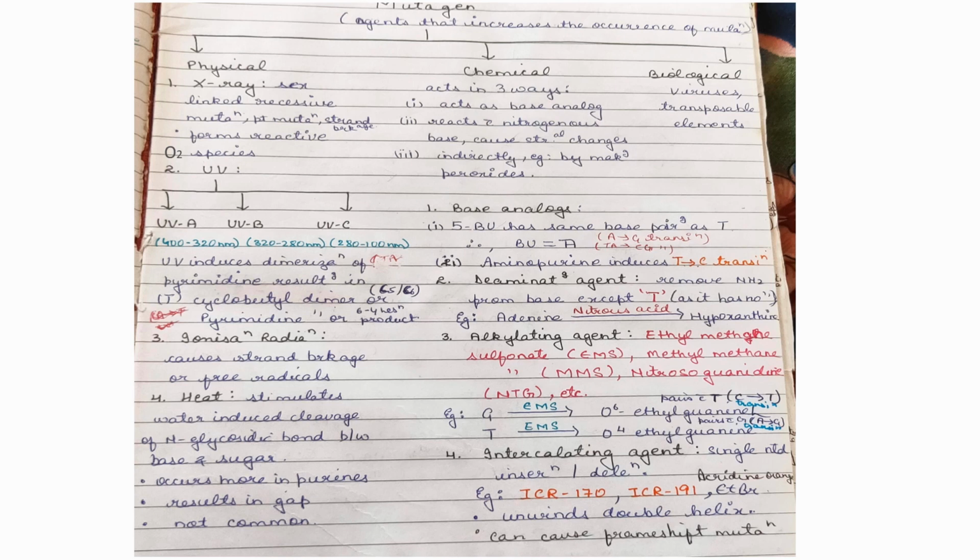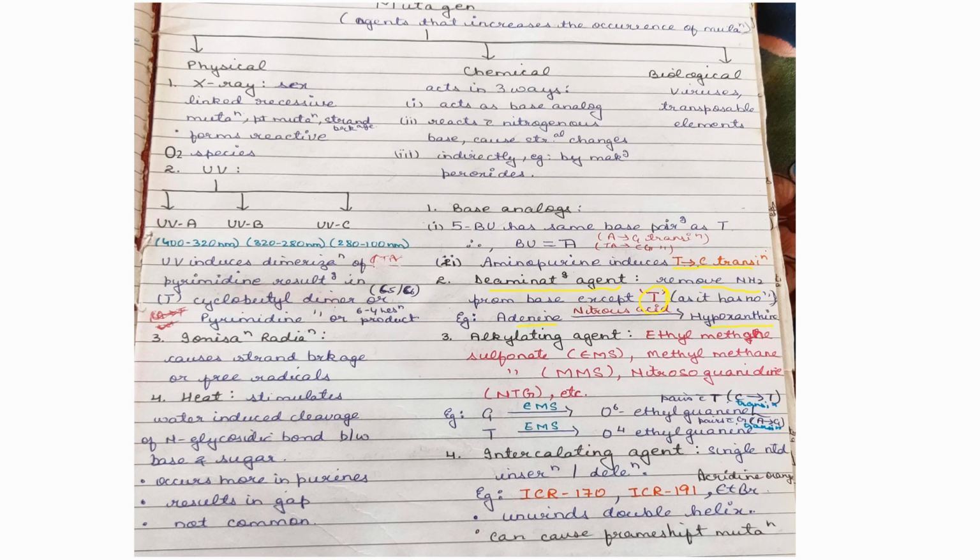Now similarly, we come to aminopurine, which also works in a similar way and causes T to C transition, or we can say TA to CG transition and vice versa. Now next is deaminating agent. As the name suggests, it removes the amine group, and this we have studied in previous slides, that it removes NH2 group from all the bases except for thymine, because it does not have any amine group. So as an example, adenine, when nitrous acid, which is a deaminating agent, is added, it converts it into hypoxanthine.